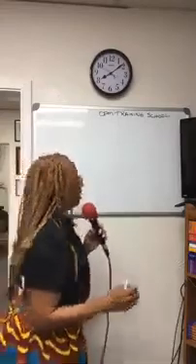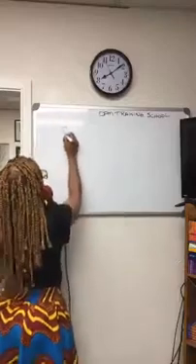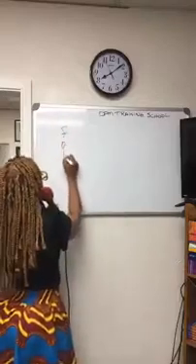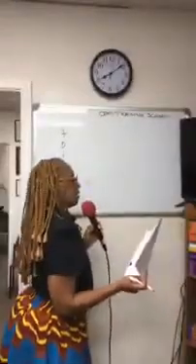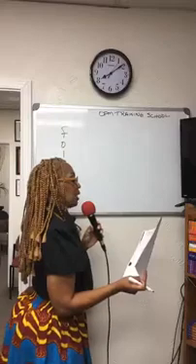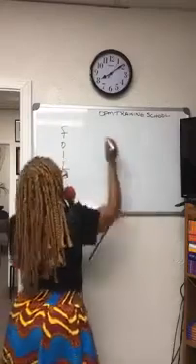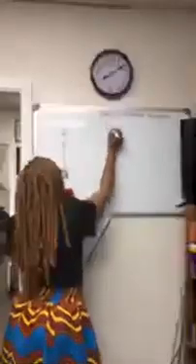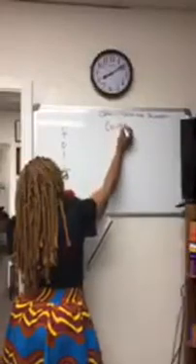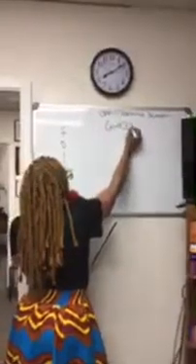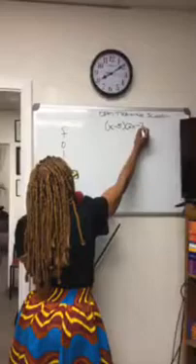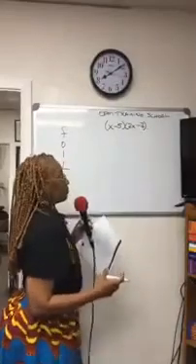Number 3, and remember we're using the FOIL method, right? So number 3 says x minus 5 times 2x minus 7. x minus 5 times 2x minus 7.